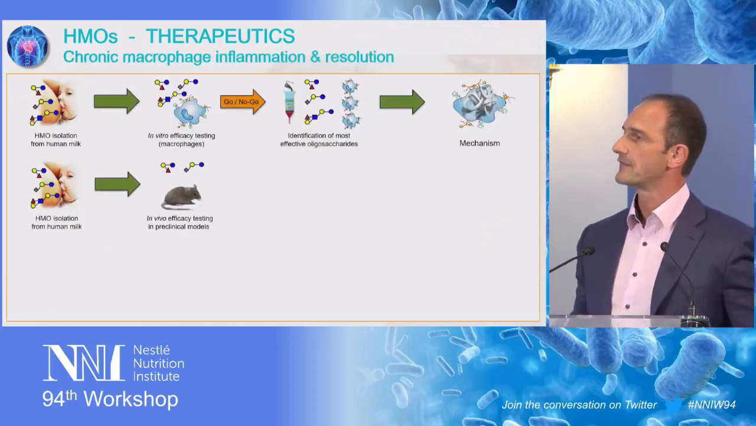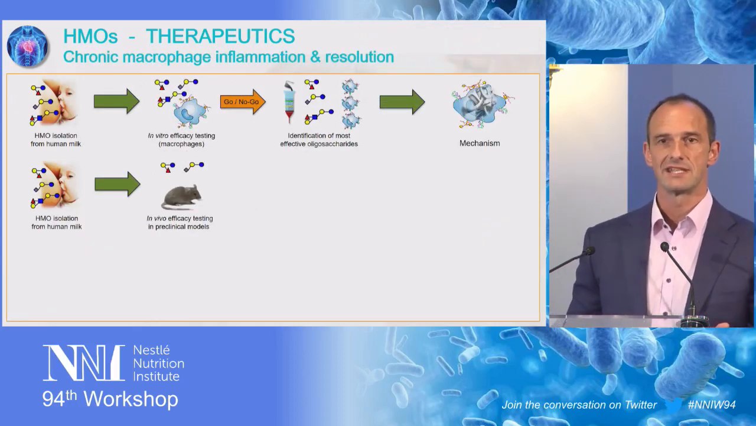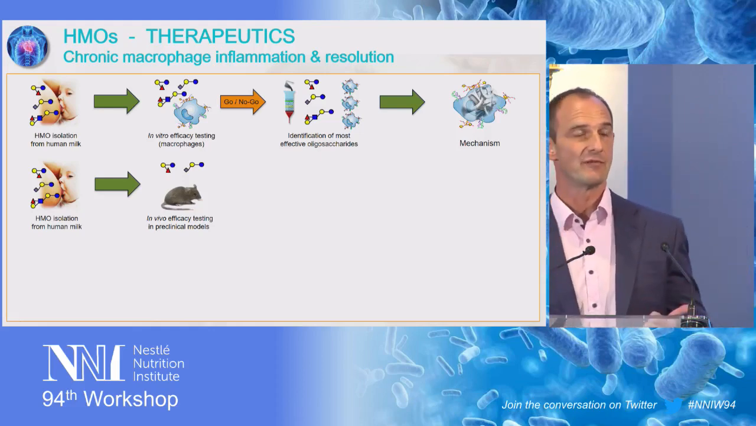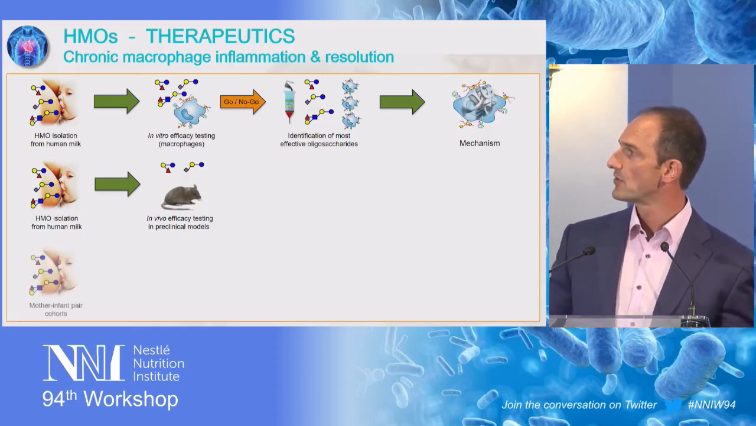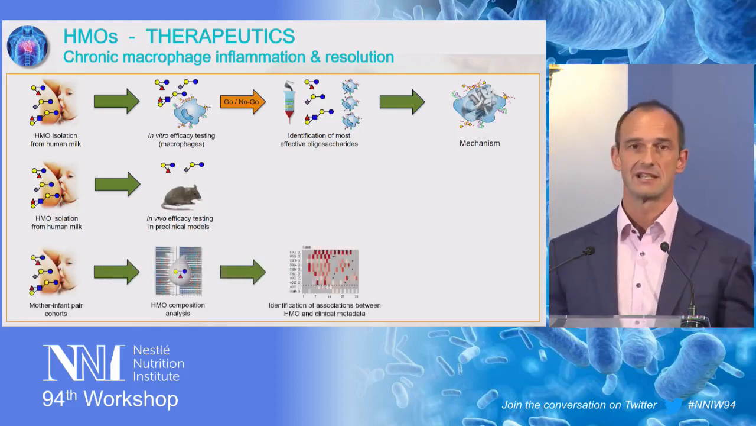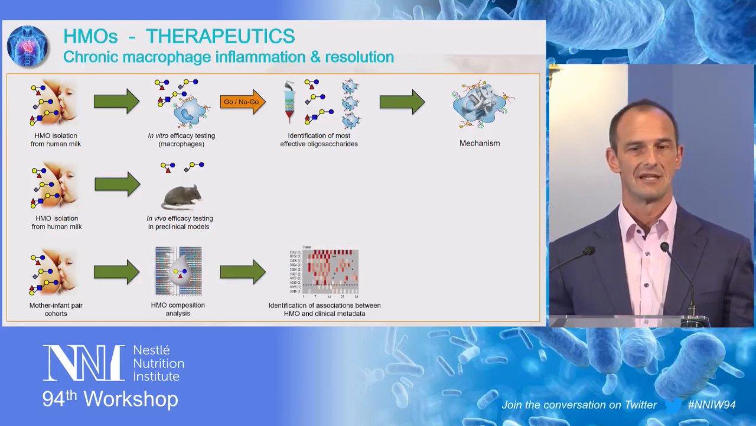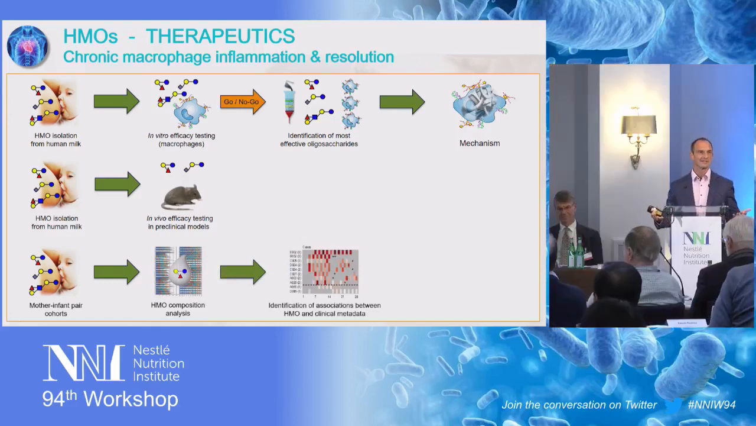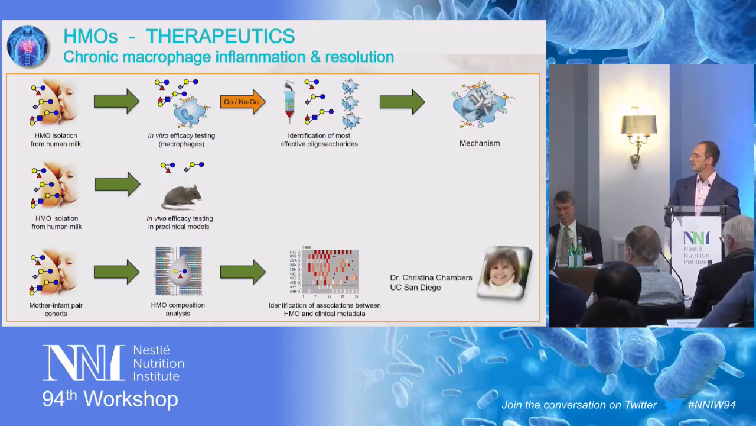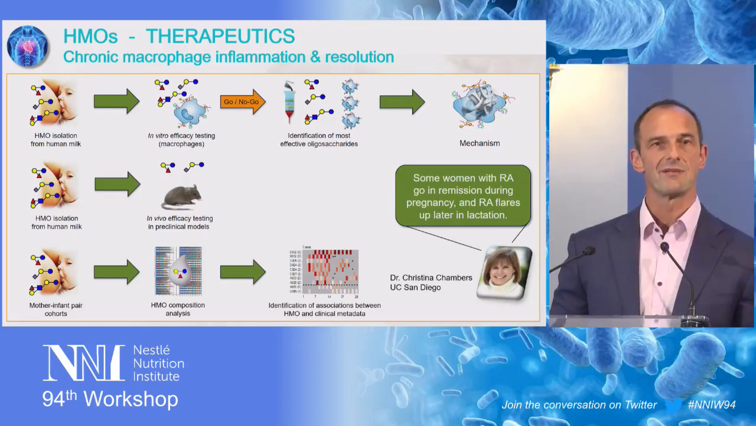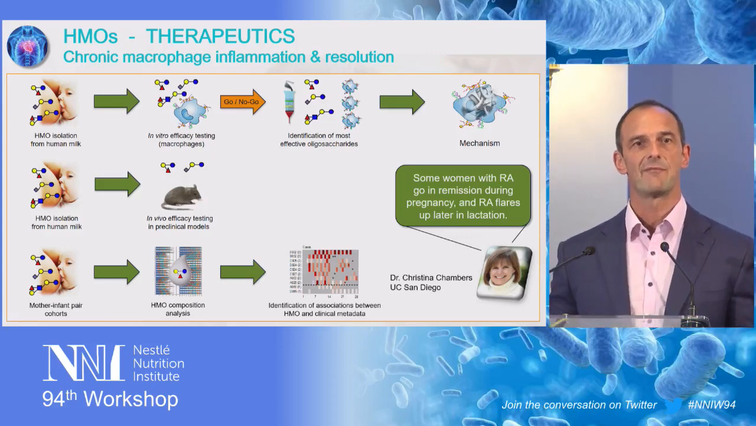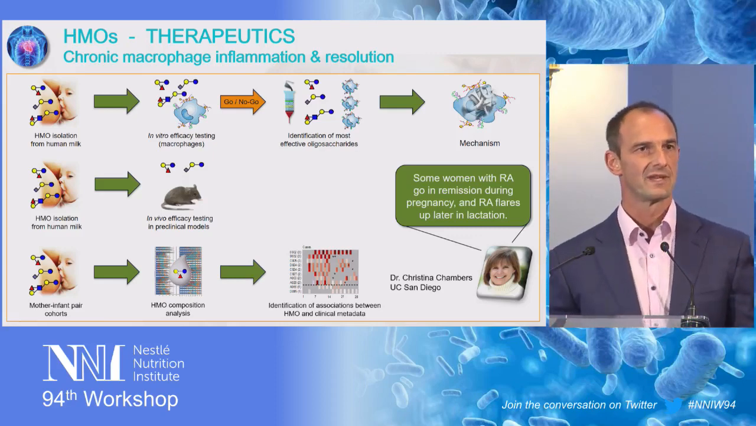So here now we have data from an in vitro model, a cell model. We have data from an in vivo model, actually 3 independent models, where we show that this compound works. Is there a human cohort where we can see if this really translates to human disease? Now, that's difficult to do because most of our infants don't develop arthritis, of course. But when we showed this data to Christina Chambers at UCSD, she said, well, that's interesting because we have so many women with RA that go into remission at the end of the first trimester, and then they flare up again towards the end of breastfeeding.